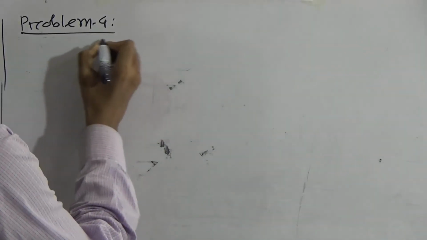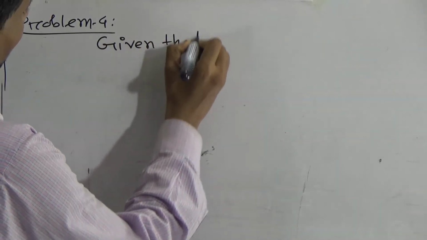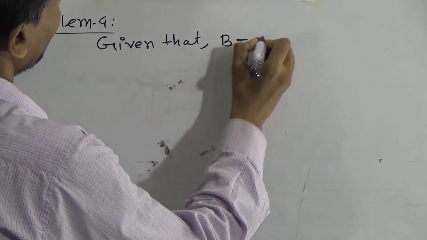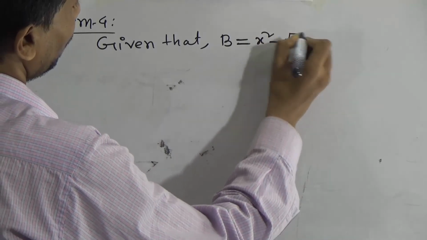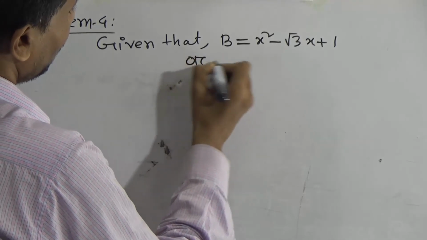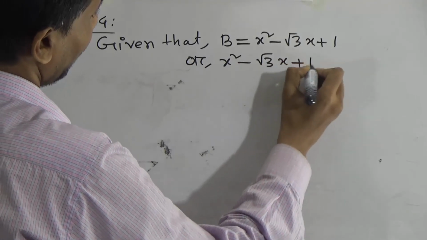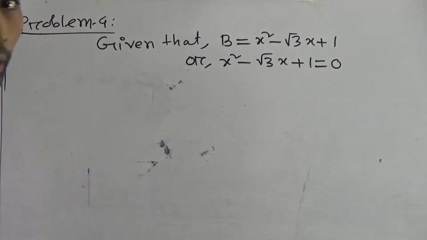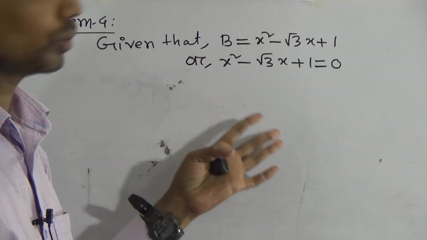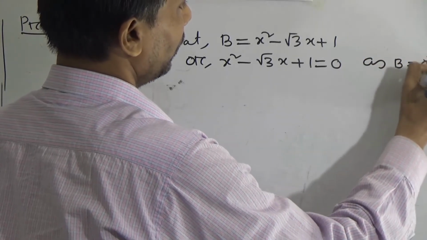Look, given that b equal to what? b equal to x square minus root 3x plus 1. Okay, or x square minus root 3x plus 1 equal to 0. Okay, how can we get this equal to 0? Because the condition is given b equal to 0. Okay, right here as b equal to 0.